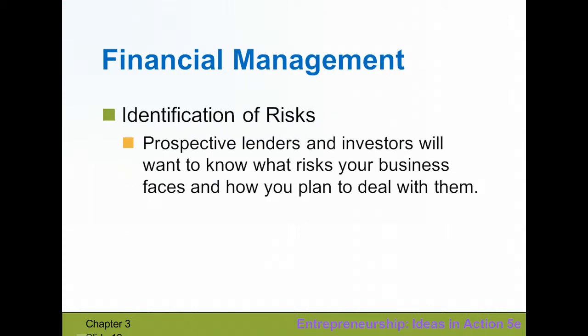The financial section of your business plan will help determine your financial needs. It consists of 3 elements. The first is identification of risks. Prospective lenders and investors will want to know what risks your business faces and how you plan to deal with them. Do not be afraid to list potential problems. Lenders know that every business faces risks. They will be reassured to see that you have clearly thought through the potential problems and have a plan for dealing with them.